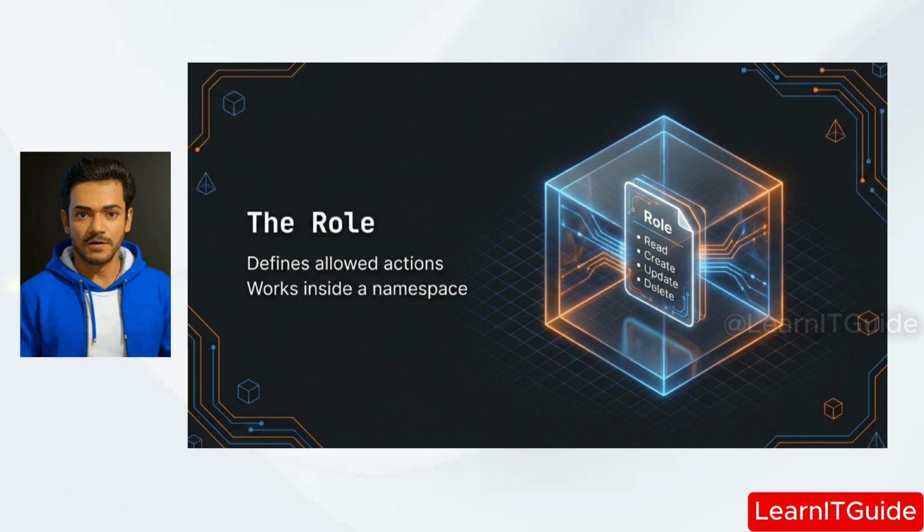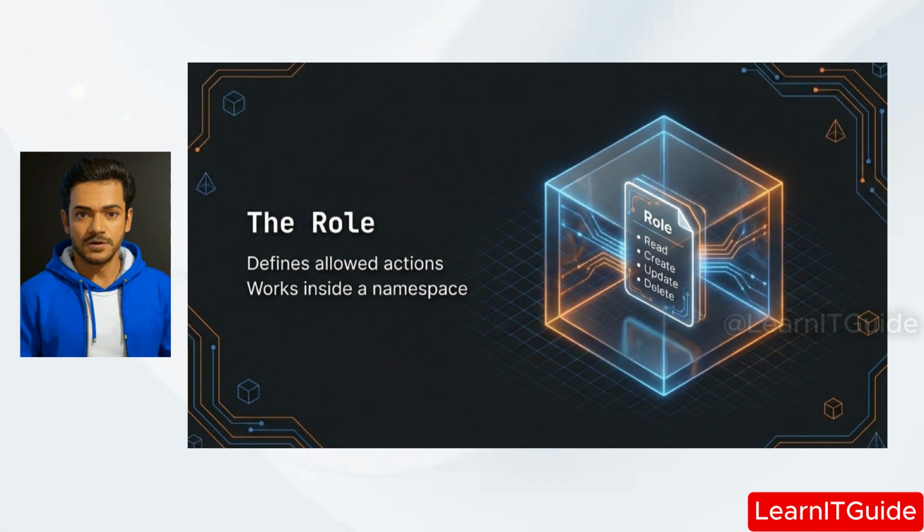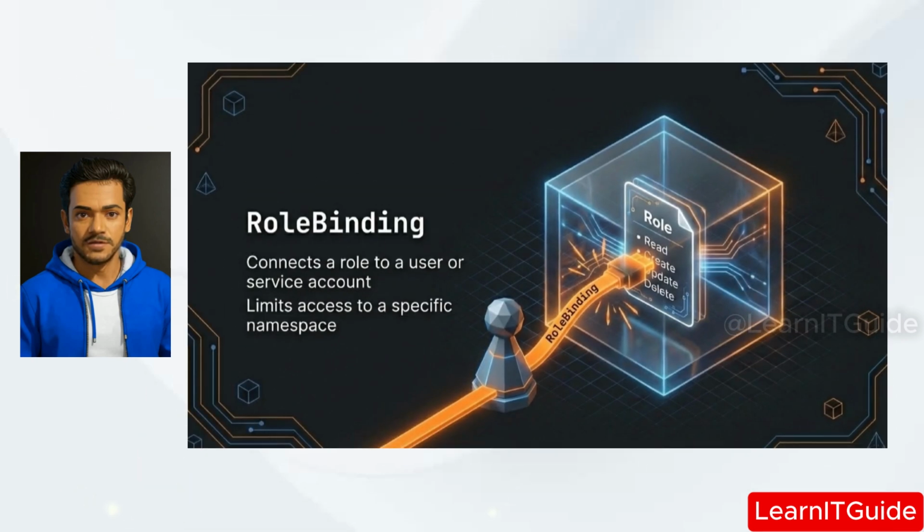In Kubernetes, a role simply defines what actions are allowed. Like, can this user read pods? Can this user create deployments? Can this user delete services? A role does not say who gets it. It only defines the permission. Then comes role binding. Role binding connects the permission to a user or a service account inside a specific namespace. So think of it like this. Role is the rule. Role binding is assigning that rule to someone.